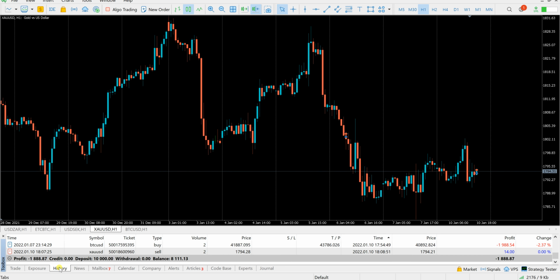Then if you also go to history, here you can see minus $1,988.54, which is a realized loss that reduced our balance on this very test demo account that we'll keep on using. So this is what we mean by balance and the factors that can affect balance. On this, we considered realized profits or loss, either reducing or increasing.